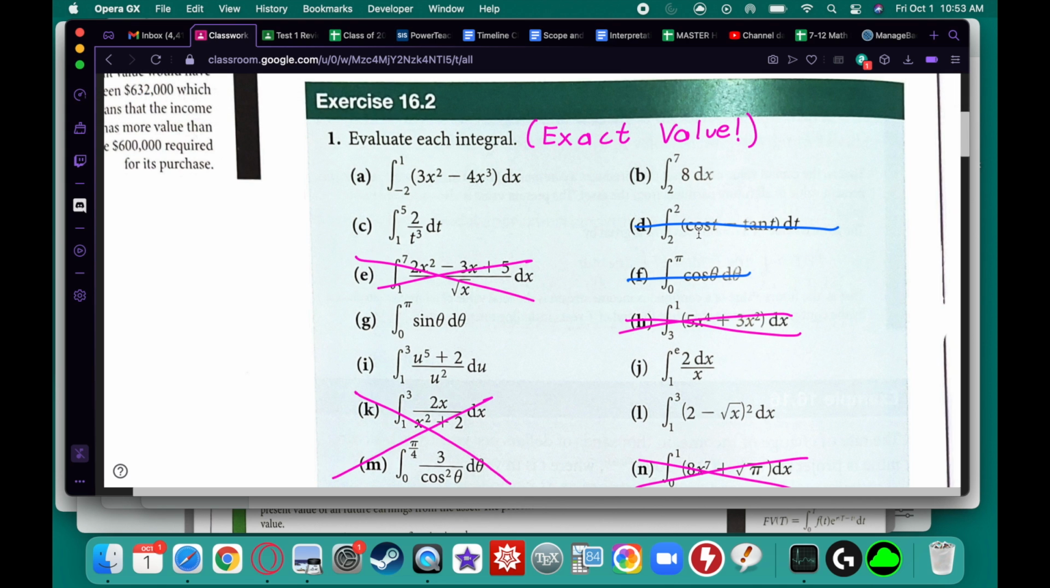which is going to be the integral from 2 to 2, cosine of t minus tangent of t dt. All right. So this one's a special one. In fact, I don't even really need to do anything here. The lower bound is equal to the upper bound. So this is kind of a trick question. The integral for that is just 0.